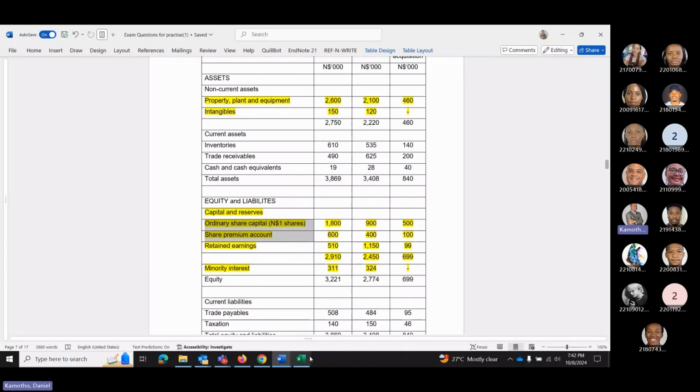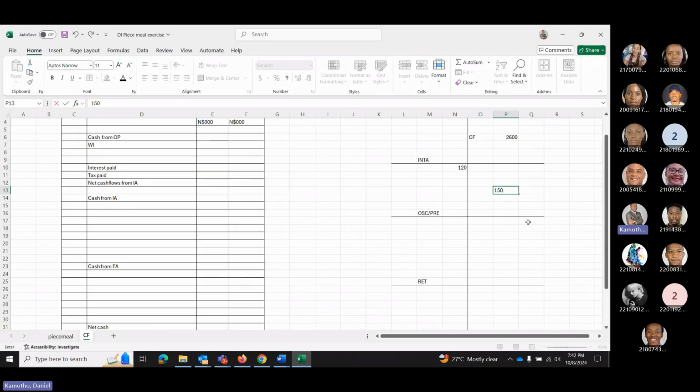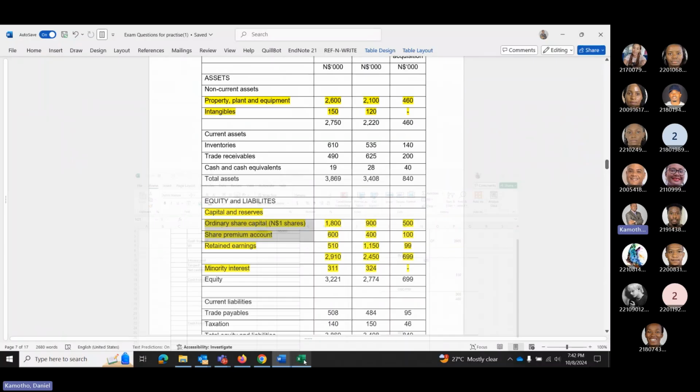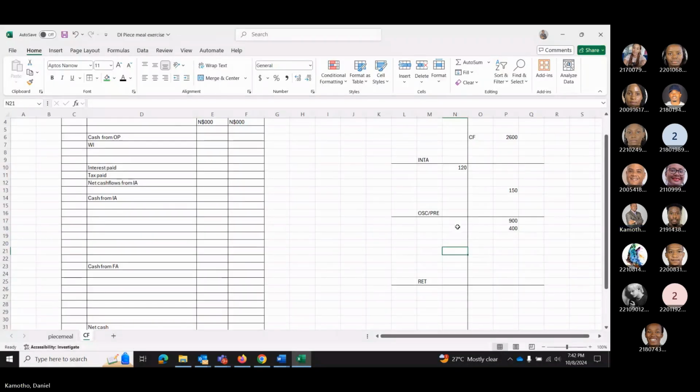The brought forward, this one now, the brought forward is 900, and the share premium is 400, and the carried forward, I want to put them here, is 1,800 and 600. There is this because I've mixed two accounts. That's why I've put the brought forward like this. You see, it's opposite of the other one.